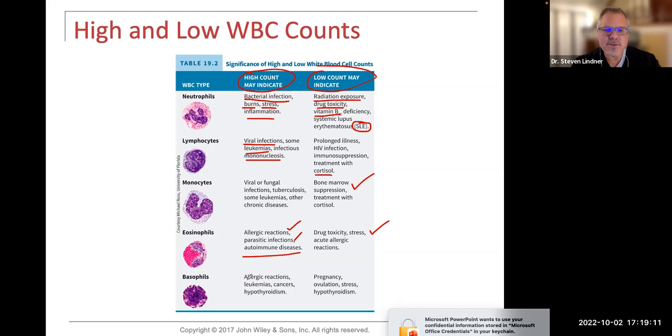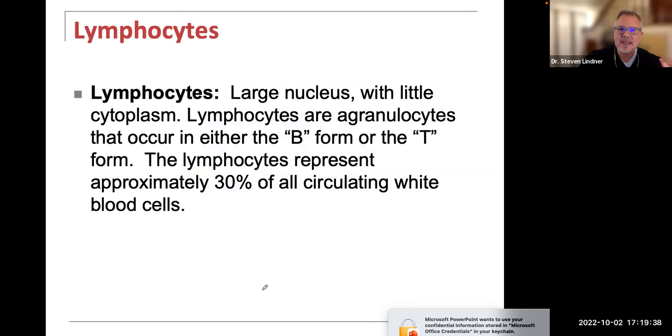Basophils are also seen with allergic reactions because they produce histamine. It's seen high with leukemias, cancers, and a hypoactive thyroid. It's low during pregnancy. It's low during ovulation, stress, and also hyperthyroidism. So when we see a basophil issue, whether it's too high or too low, thyroid function has to be evaluated and assessed.